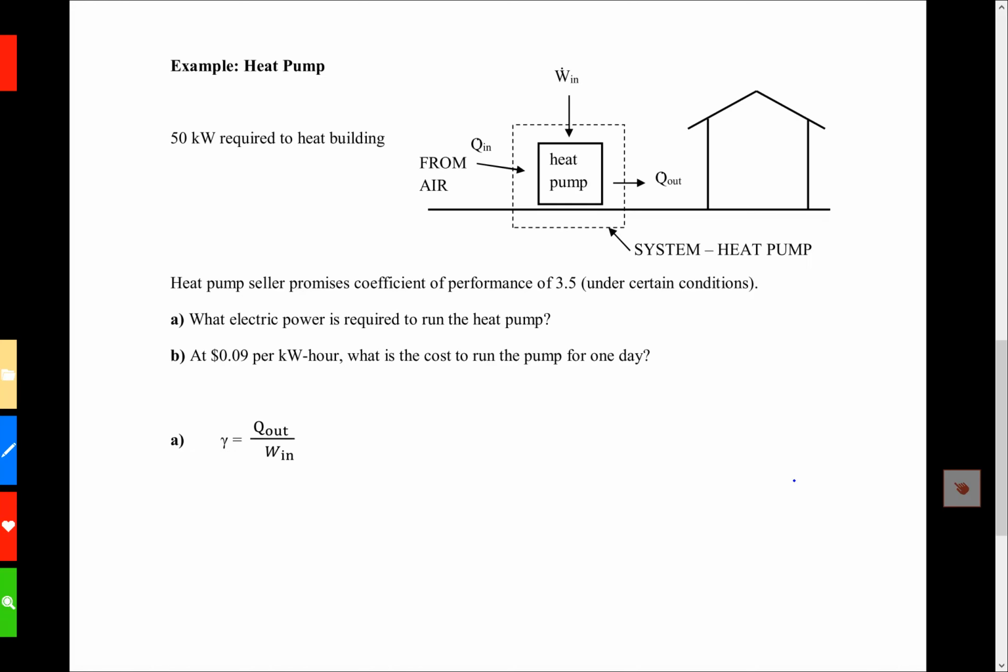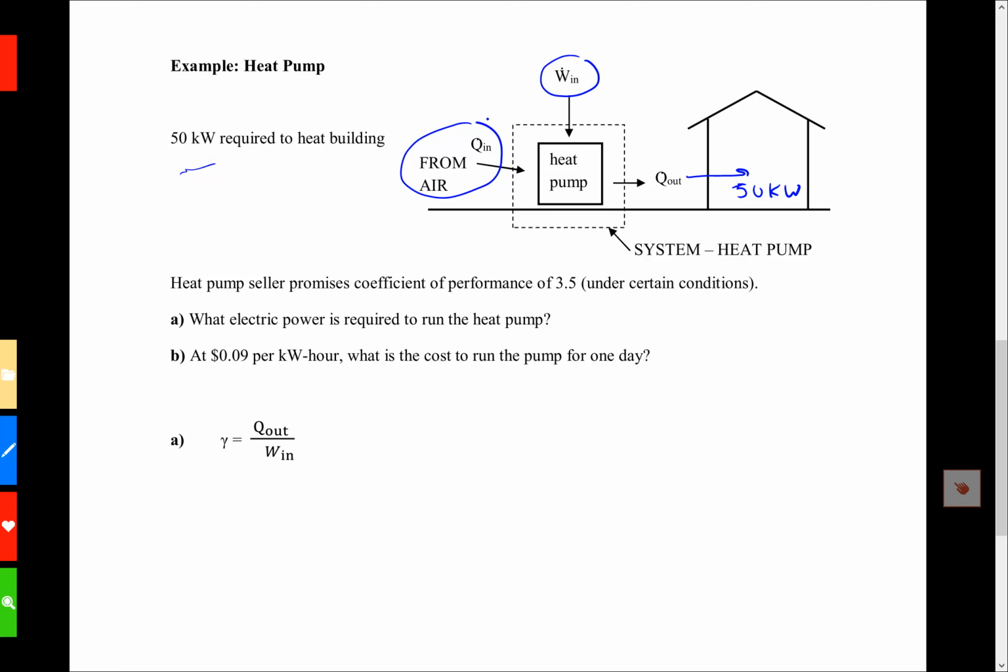In this example, we're given that there's 50 kilowatts required to heat the building. And the heat is going to go into the building, 50 kilowatts. And the heat pump is operated by input heat, and the heat pump absorbs heat from the air, and together they combine to make the heat that is useful for the building.